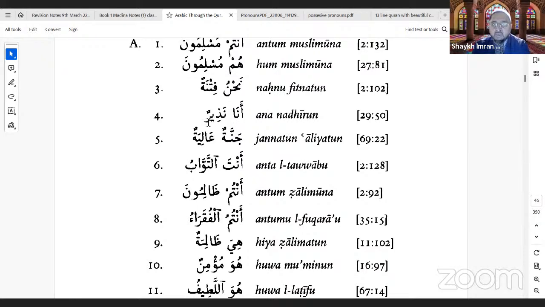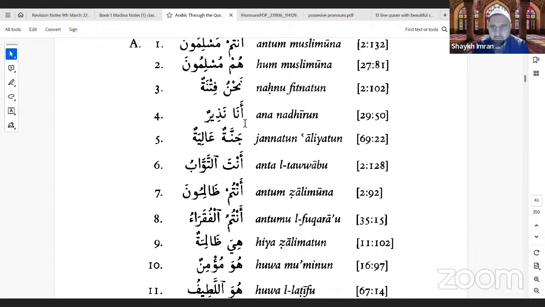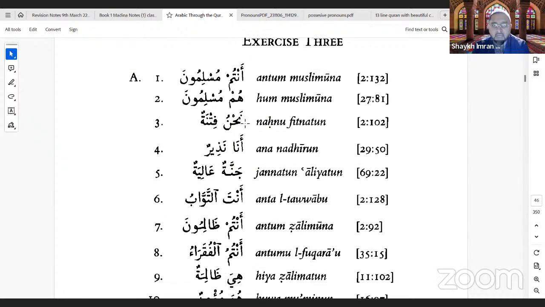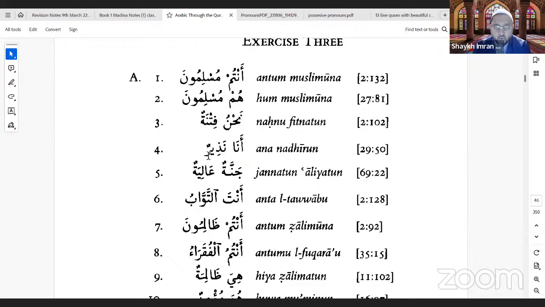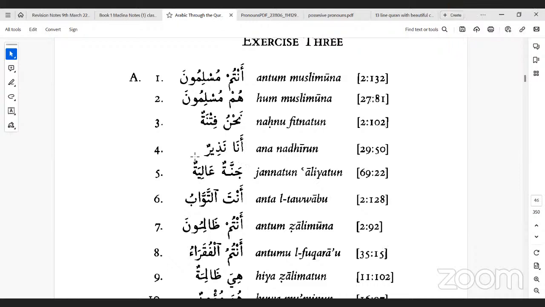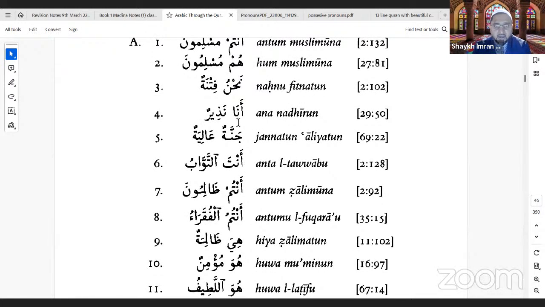Exactly. How would you say he is a warner? Huwa nadhirun. Excellent. So please remember this point: sometimes in certain nouns, the second noun can remain the same, and you can just change the first noun and change the sentence. Huwa nadhirun, he is a warner. And if you want to say you are a warner? Anta nadhirun.